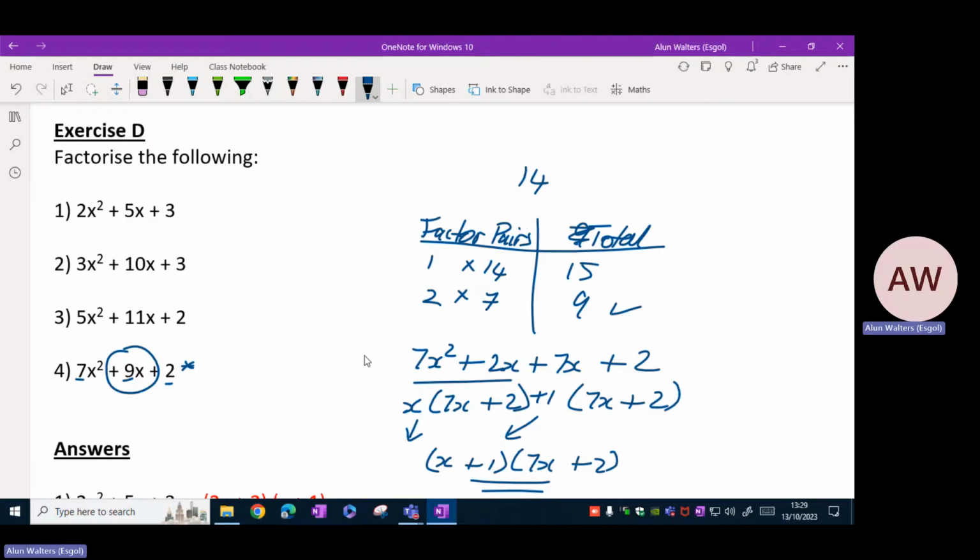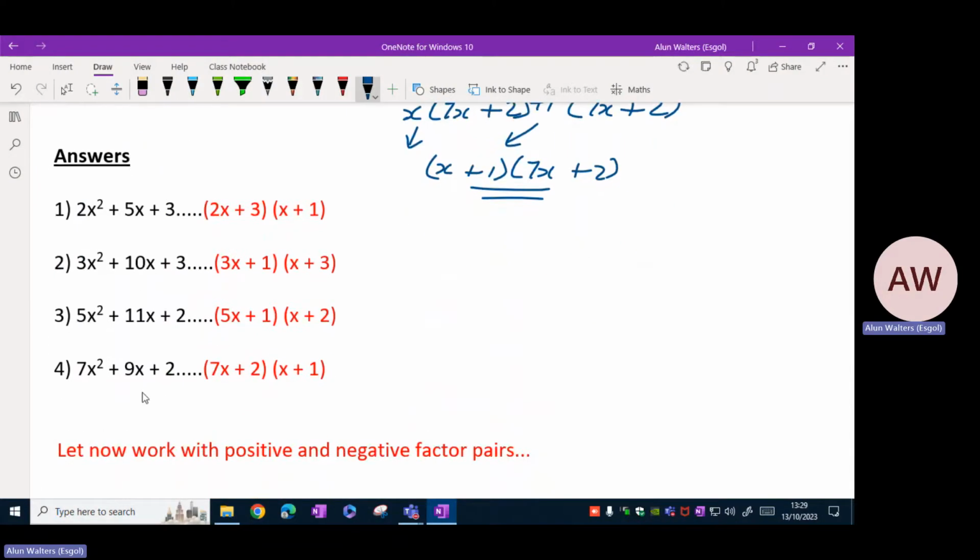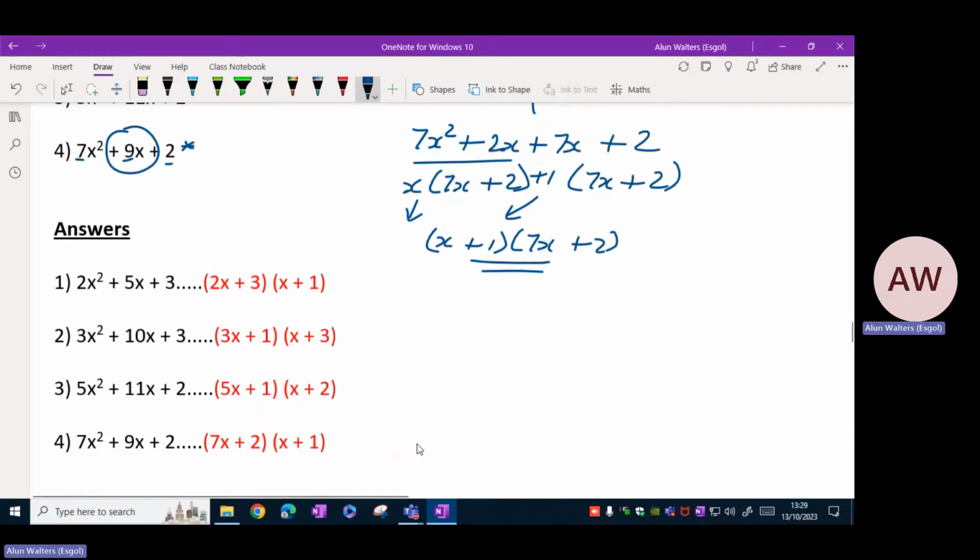Now you might have written the bracket the other way around. You might have said 7x plus 2 and x plus 1. And that is how I've shown the answer down here. That comes about because instead of saying plus 2x and 7x, you probably said plus 7x plus 2x. So you get the brackets the other way around in the solution, but they are both correct.